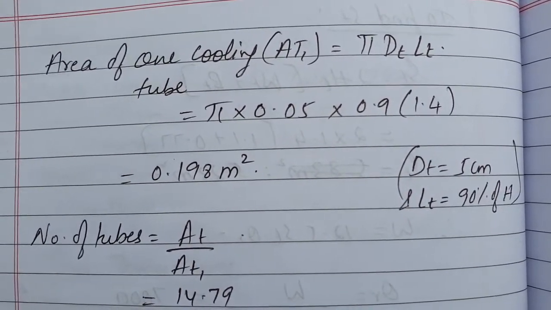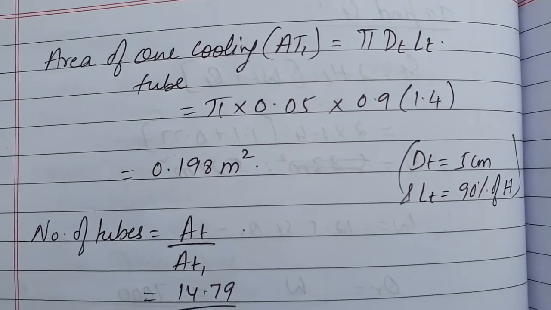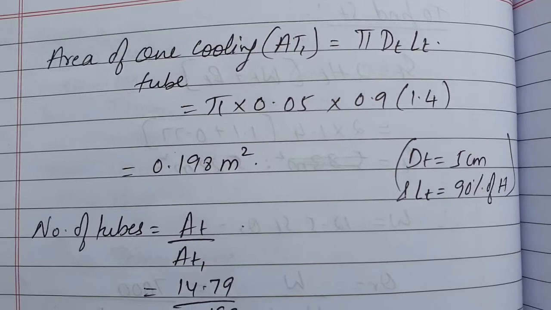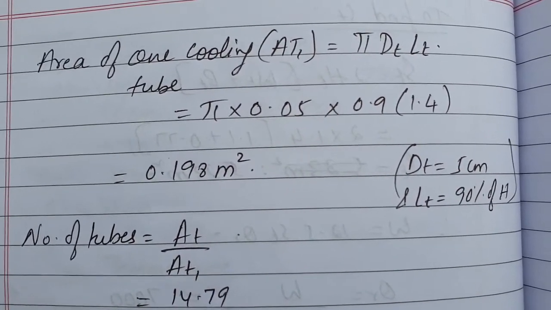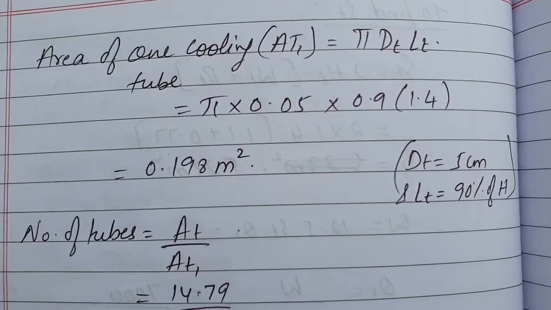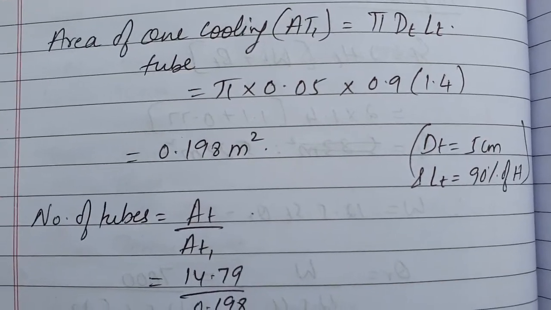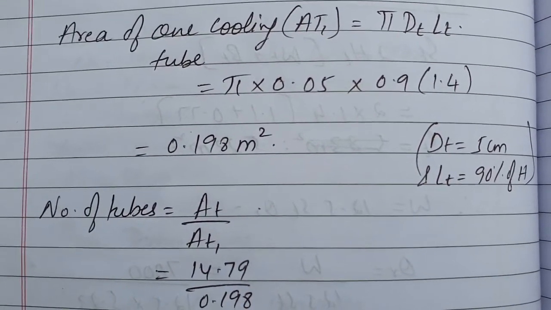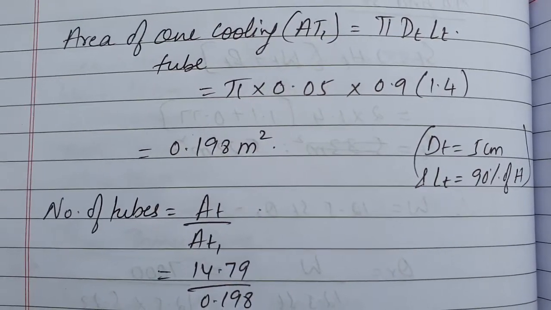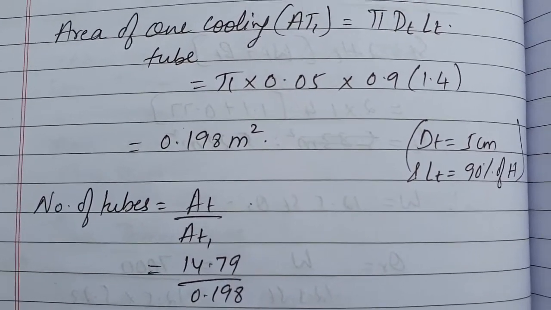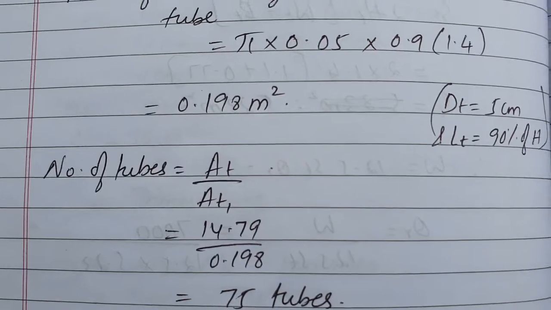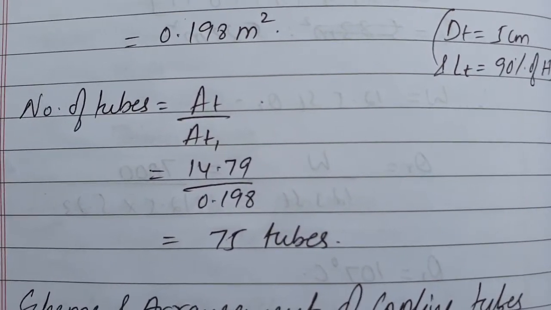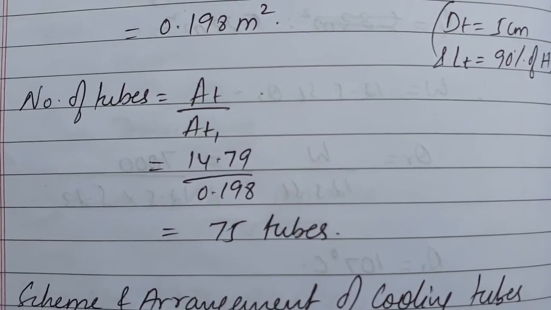So therefore I am writing it as A = π × 0.05, that is 5 centimeter in terms of meter, × 0.9 × the bracket 1.4. 1.4 is the height of transformer tank. Therefore area of one cooling tube is 0.198 meter square. So the number of cooling tubes can be calculated as n = 80 by 81. Substitute the values, I'll get the total number of cooling tubes 75.